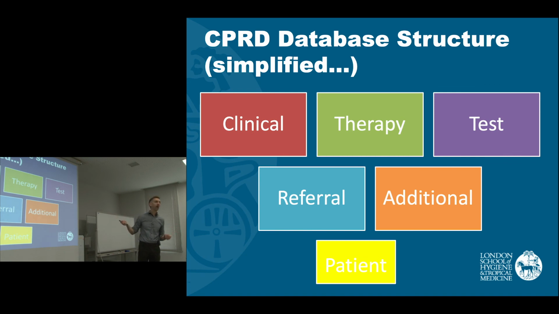We've got test information. So if you've had various blood tests commissioned by the primary care physician, then those results will be available. If a patient is referred on to secondary care, then that's also recorded electronically. There's a whole range of additional information. So for example, whether or not people smoke, how much alcohol they drink, their body mass index, all of that sort of information is recorded.